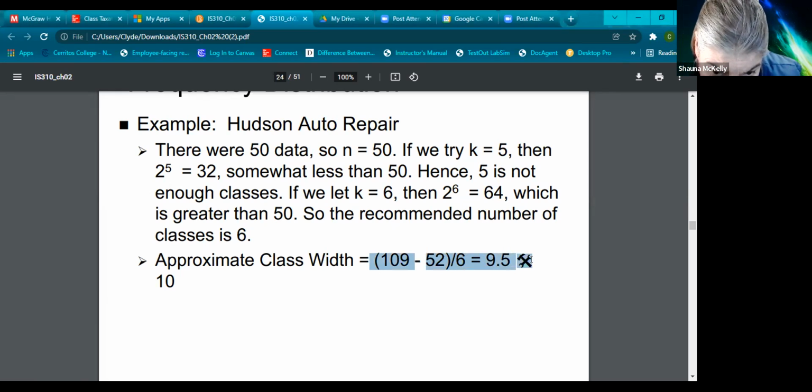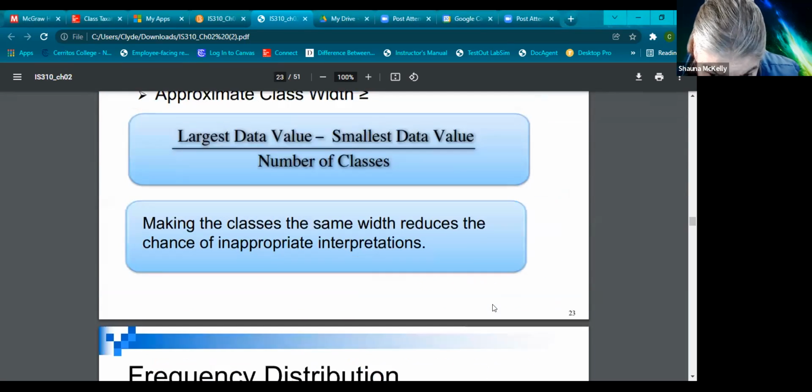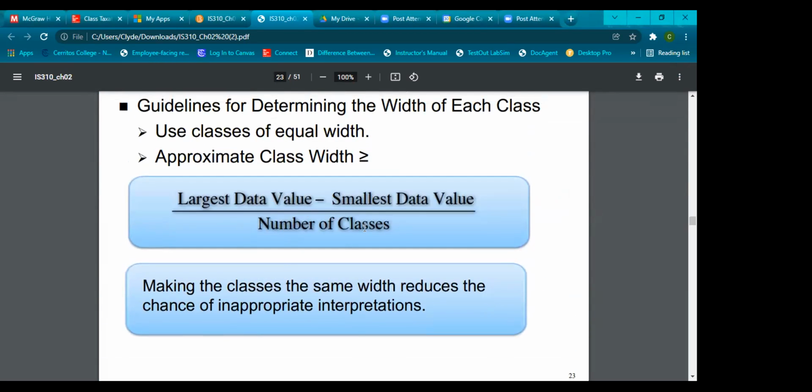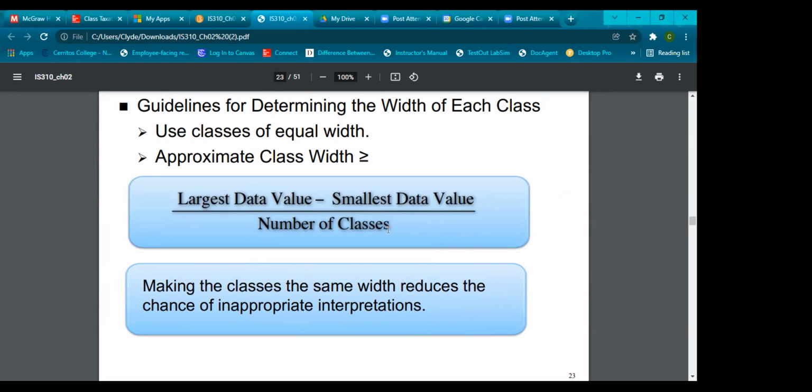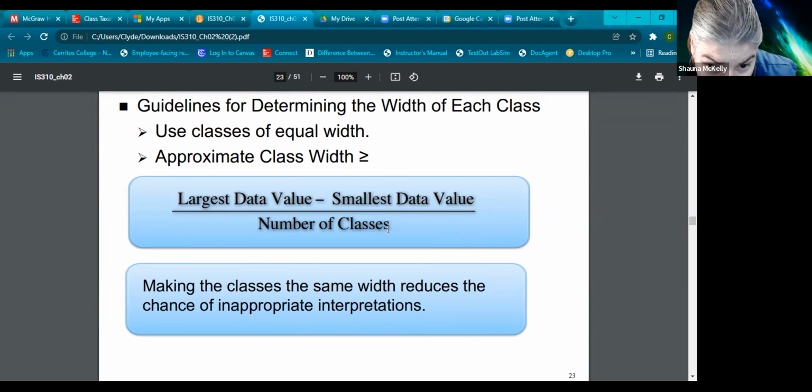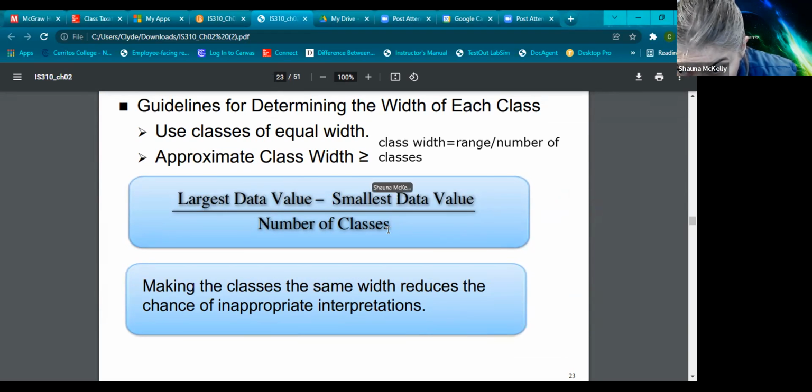So your class width is going to be this formula here. I usually write it as class width is equal to the range, because large data minus small data is the range, divided by the number of classes. That's usually how I think about writing it. So range divided by the number of classes is your class width. So she's going to take the high minus the low and divide by 6.